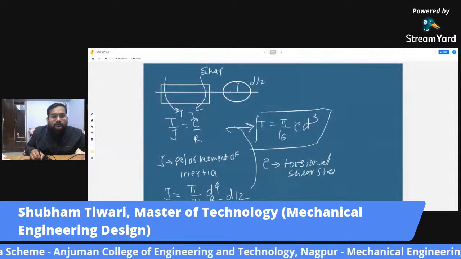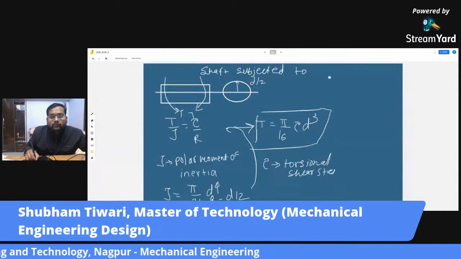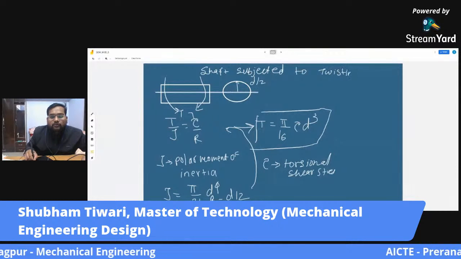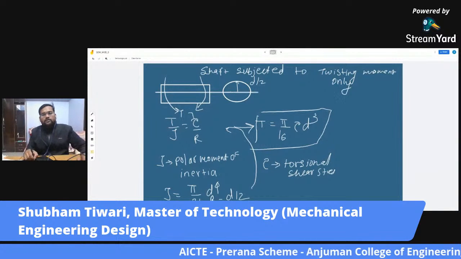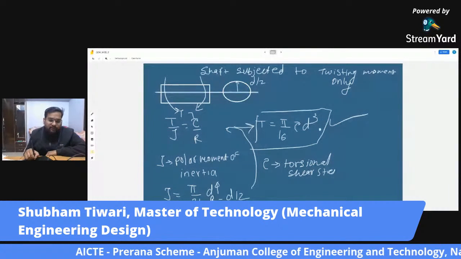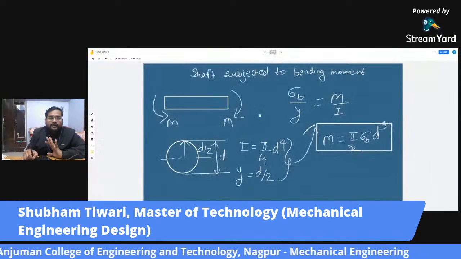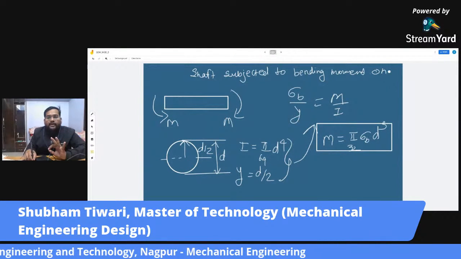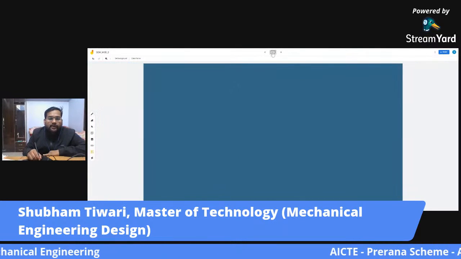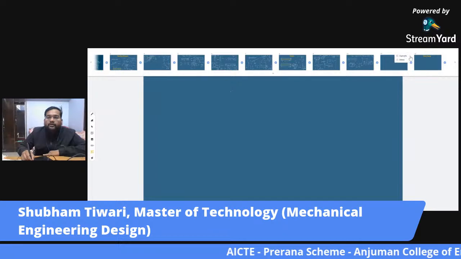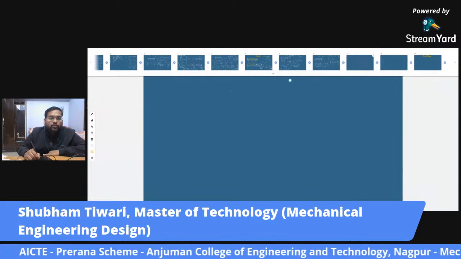shaft subjected to twisting moment only. So here we have this equation for only twisting moment, and here we have this equation for only bending moment. Now there is a third and interesting condition where the shaft is subjected to both of these moments.